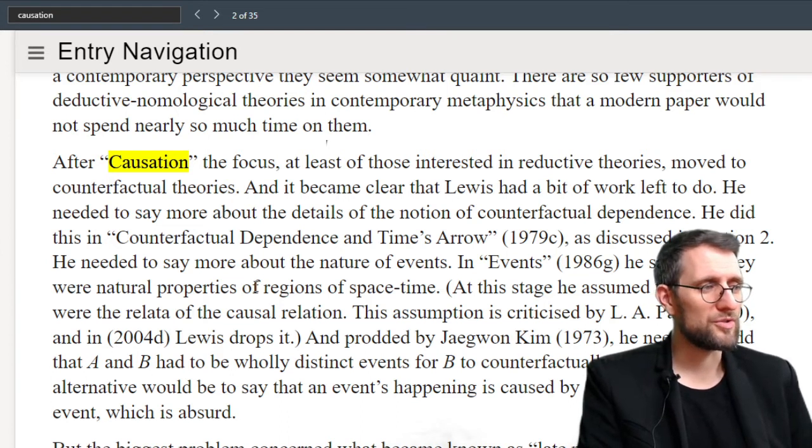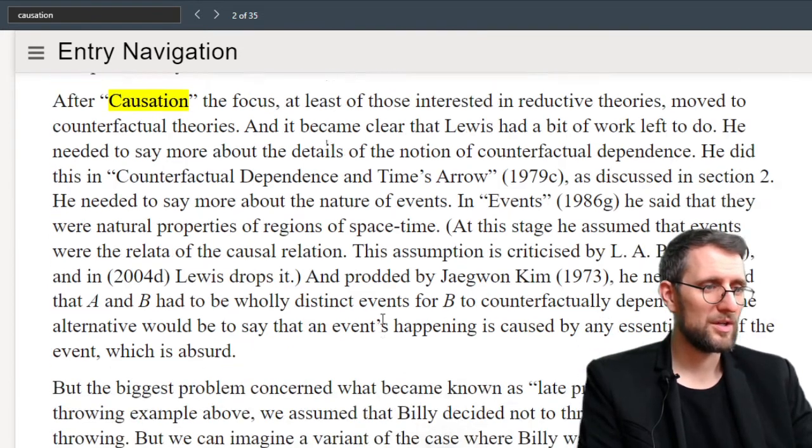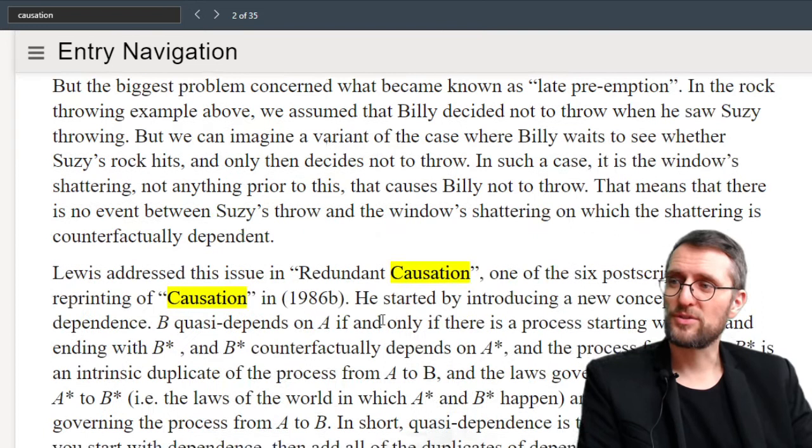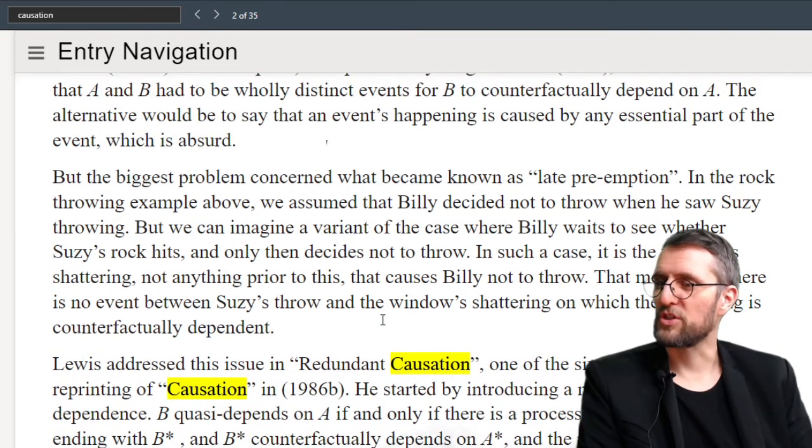This assumption is criticized by L.A. Paul, and in 2004, Lewis drops it. And prodded by Jaegwon Kim, he needed to add that A and B had to be wholly distinct events for B to counterfactually depend on it. The alternative would be to say that an event's happening is caused by an essential part of the event, which is absurd. Okay, so they need to be independent from each other, right?